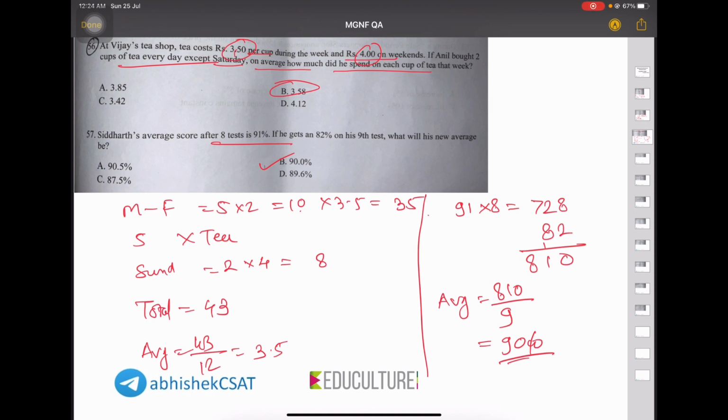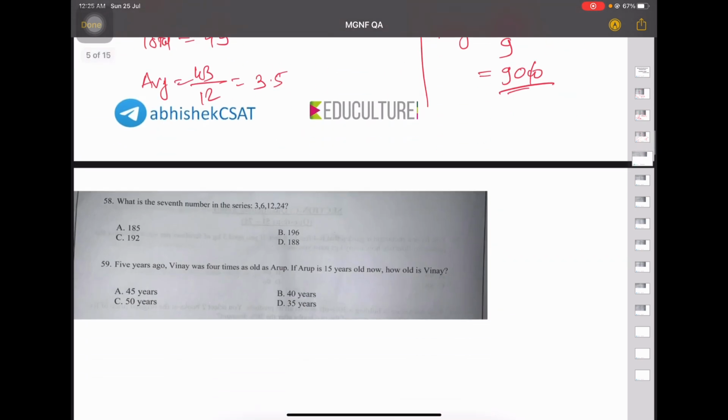Okay, average of 8 tests is 91, so total is 91 into 8. 9th test score is 82, so total becomes 810. So now the average of 9 tests becomes 810 upon 9 is equal to 90%.